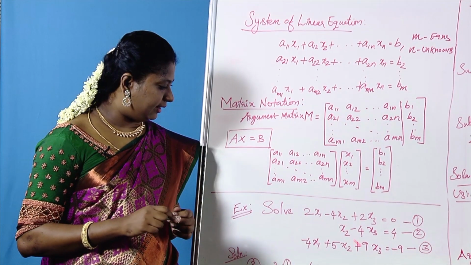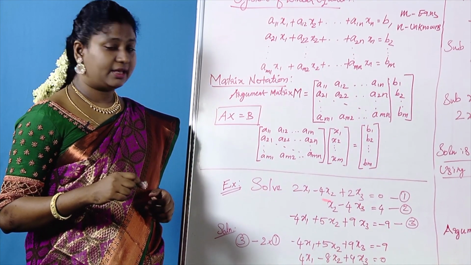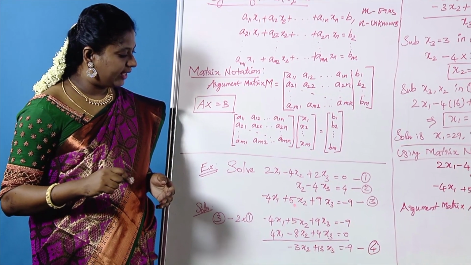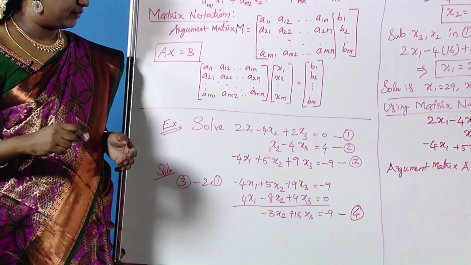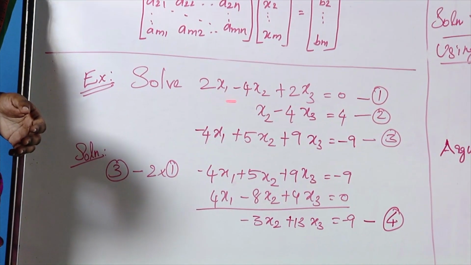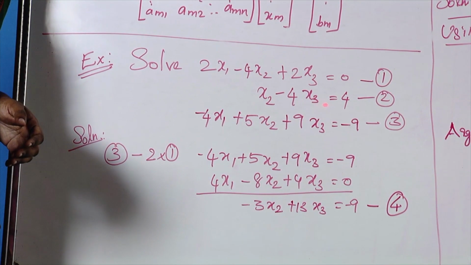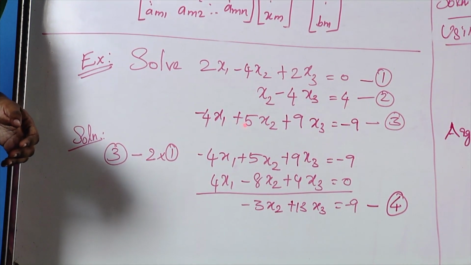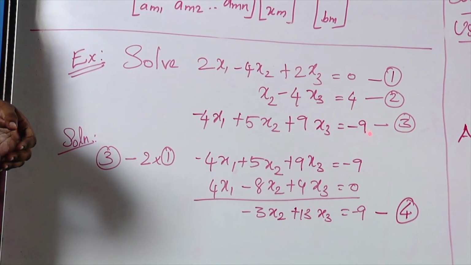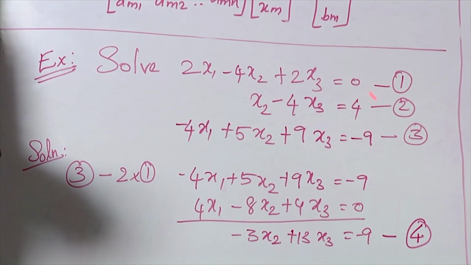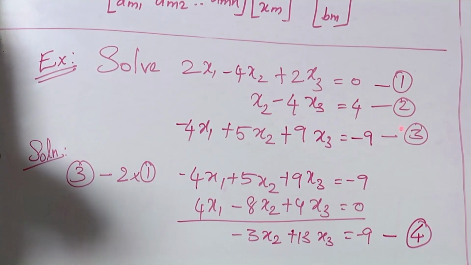Now, we shall start with an example. Here we are asked to solve a system of linear equations. We have 3 equations and 3 variables. The first equation is 2x1 minus 4x2 plus 2x3 is equal to 0, the second is x2 minus 4x3 is equal to 4, and the third is minus 4x1 plus 5x2 plus 9x3 is equal to minus 9. I am going to denote these 3 equations as 1, 2, and 3, each enclosed in a circle.